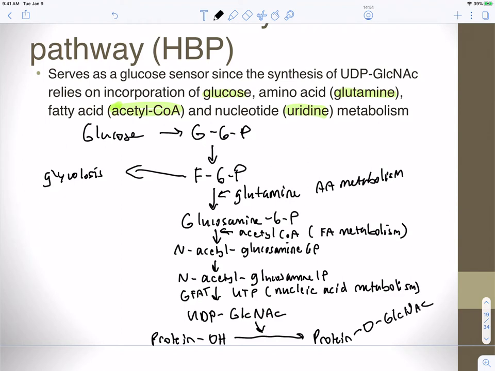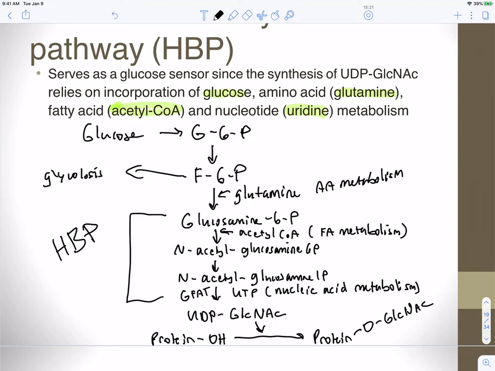Okay, and so you start building this. O-linked glycosylation is important in glucose metabolism because many of the enzymes involved in insulin signaling, for example, are going to be glycosylated through this hexosamine biosynthesis pathway. So this is the hexosamine biosynthesis pathway, this area right here.